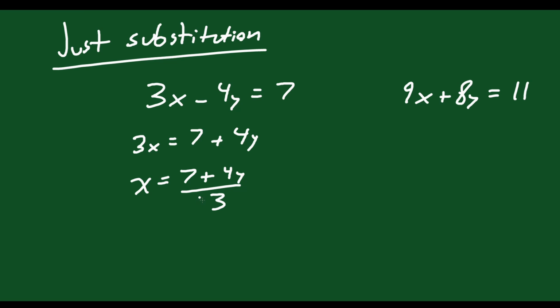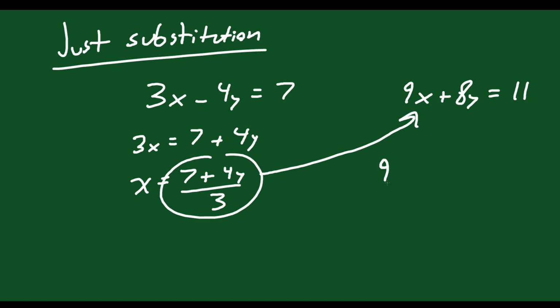And I'm just doing this so that now I have a definition for x. x is equal to this. And then over here, what you can do is substitute that in. So you take this definition for x and you plug it in for x over here. So you get 9 times (7 plus 4y) over 3, plus 8y equals 11. So I just replaced x with this big thing that equals x.